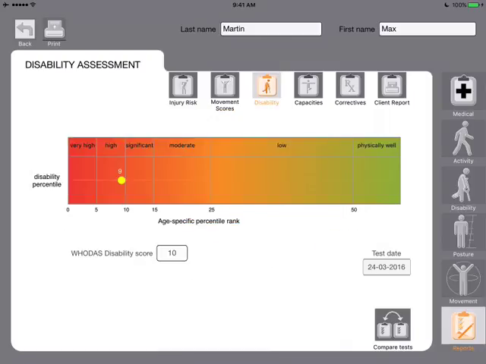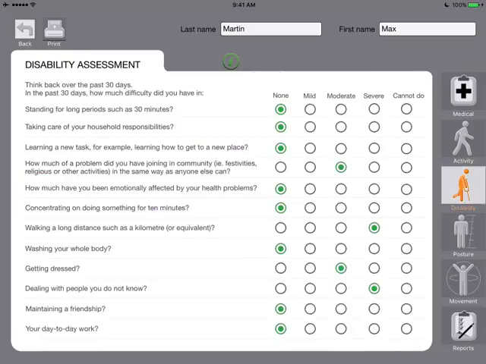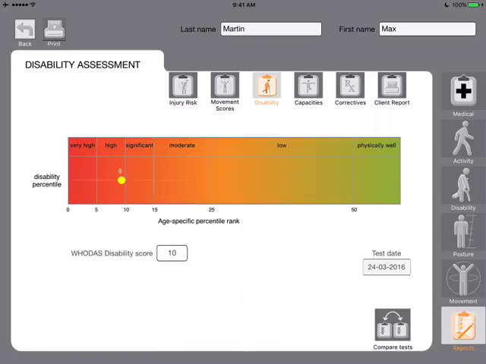If we move on to our disability assessment score, you can see the WHO disability score in this case from the answers that we obtained from here. The client has a score of 10, which we can rank as a percentile against age-specific members of the population. So that places this individual in the worst 9% for disability. That's what that graph means. The further to the left that yellow dot is, the greater the level of disability compared to age-specific members of the population.